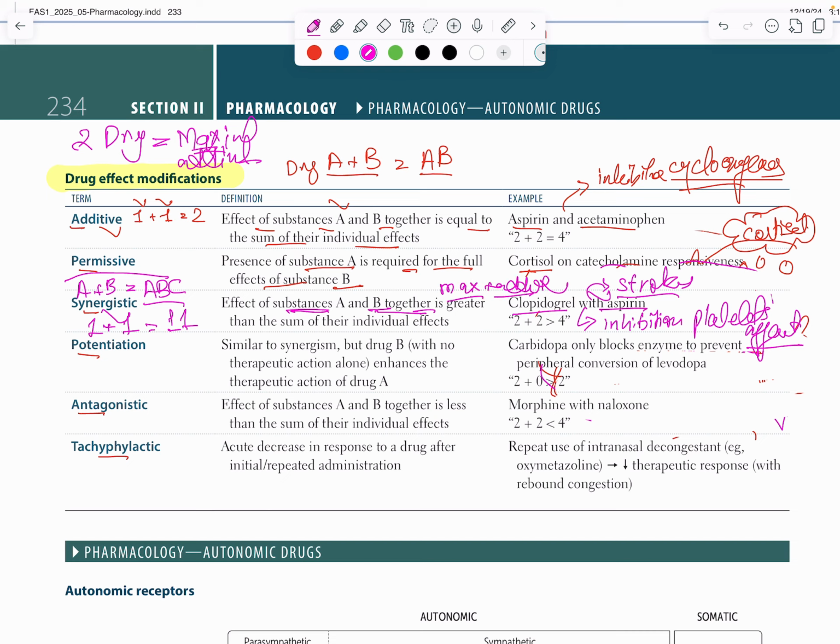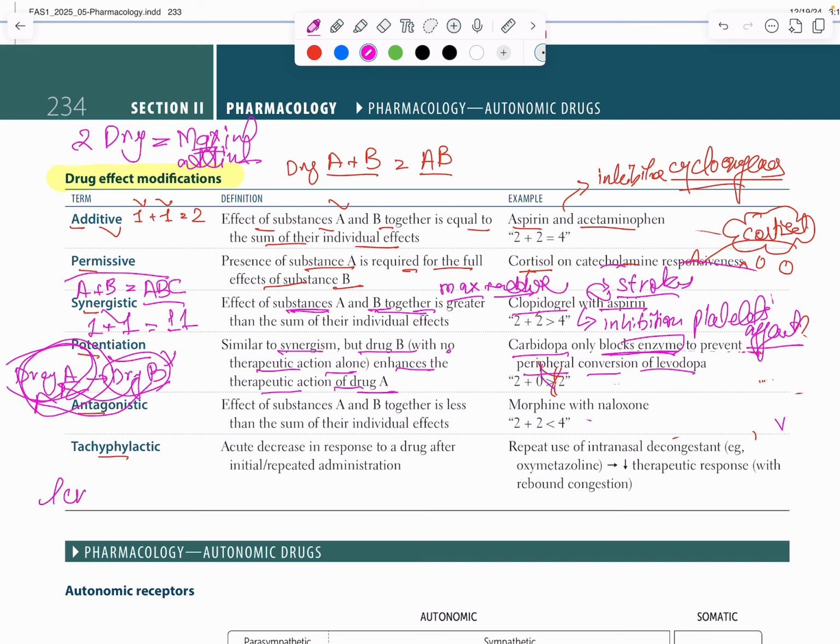Fine? And the next effect is potentiation. Potentiation is a little bit similar to synergism, but drug B, with no therapeutic action, enhances the therapeutic action of drug A. For example, we give drug A, but the additional drug, drug B, will only enhance its effects. Drug B has no effect at all, but it enhances the effect of drug A. For example, carbidopa blocks the enzyme to prevent the peripheral conversion of levodopa.